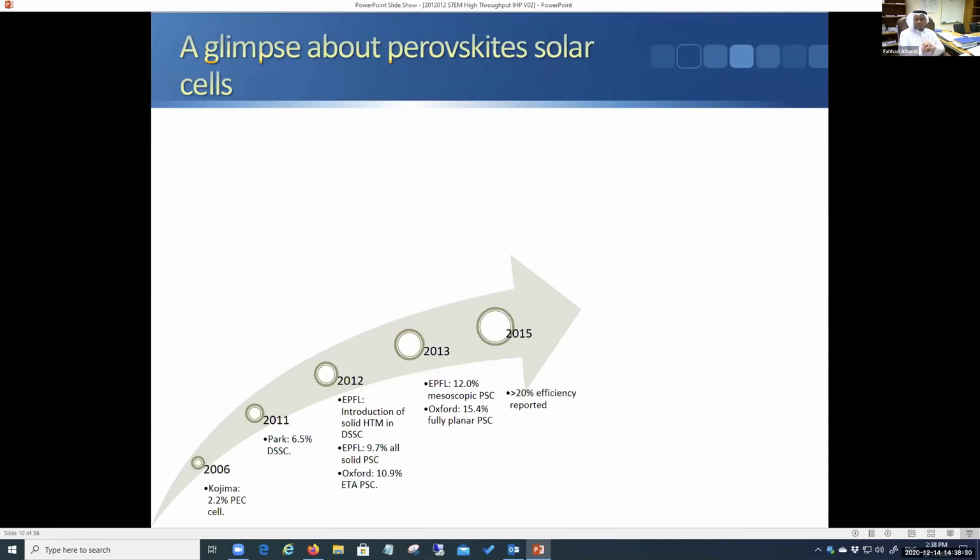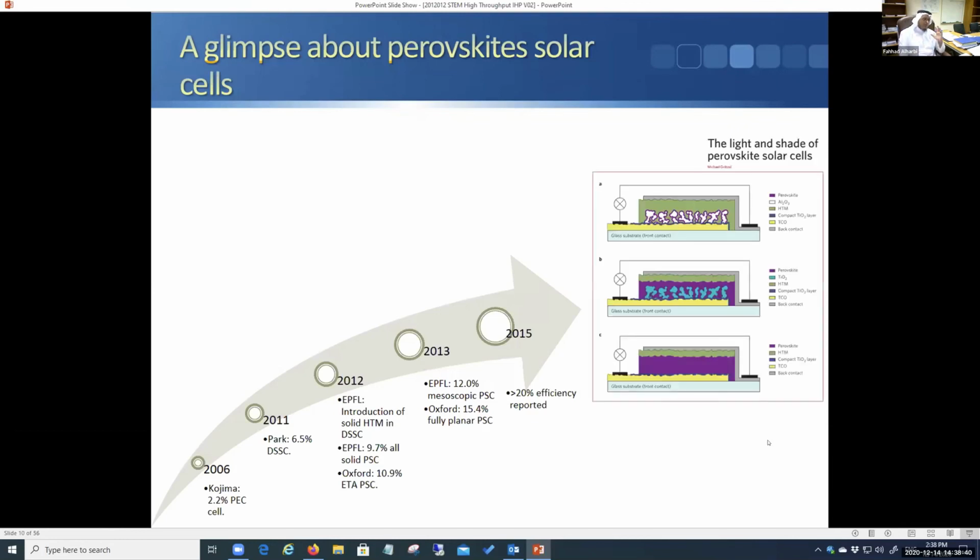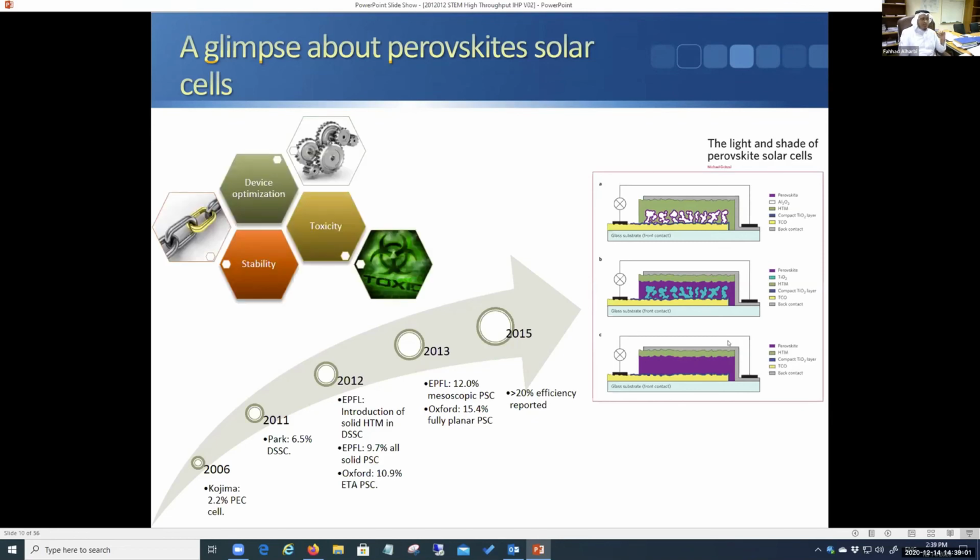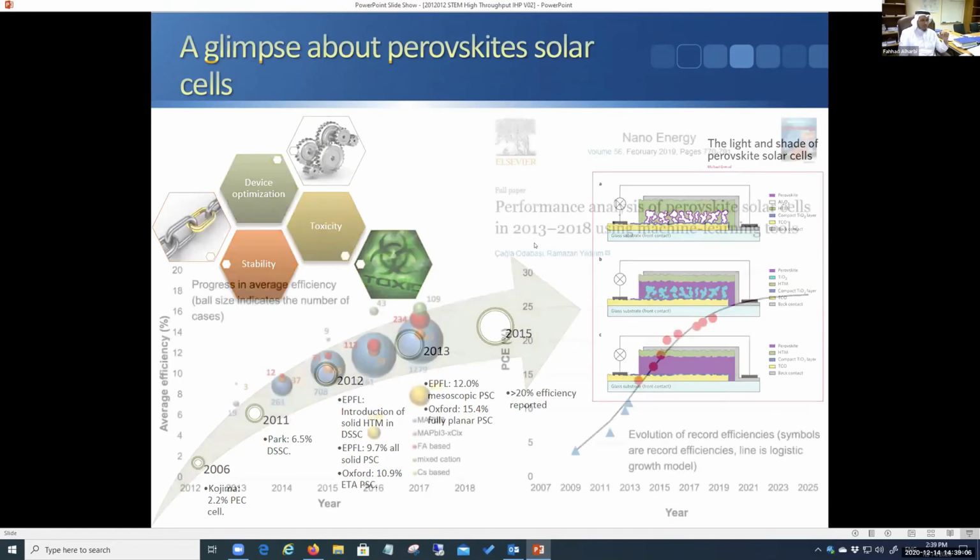And the efficiency exceeded 20% in 2015. And now it's above 25%. The question is not anymore the efficiency, it is really the stability. More interestingly, different device structures have been proposed, either planar, mesoscopic, or even ultra thin absorber solar cell. All of them are working very fine. Okay, this will tell you how robust the perovskite really is in terms of efficiency. But there are still three main questions: stability, we have lead so it's toxic, and device optimization.